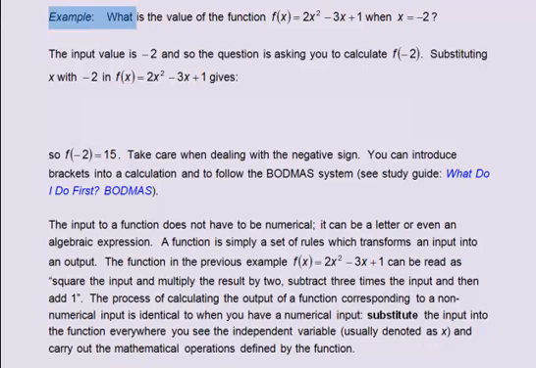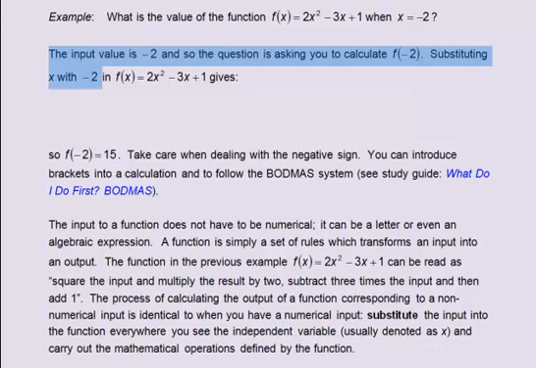Example: what is the value of the function f of x equals 2x squared minus 3x plus 1 when x equals minus 2? The input value is minus 2, and so the question is asking you to calculate f of minus 2.